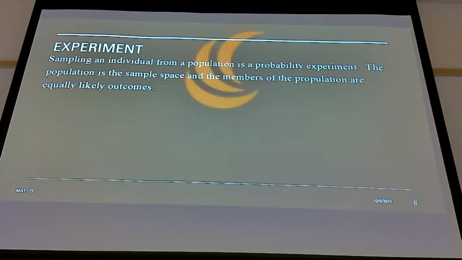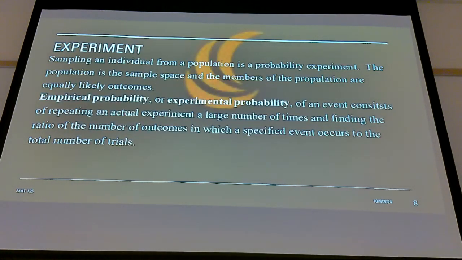Sampling an individual from a population is a probability experiment. Population becomes your sample space. The members of the population are equally likely outcomes. The experimental probability of an event consists of repeating an actual experiment a large number of times and finding the ratio of the number of outcomes in which a specified event occurs to the total number of trials.